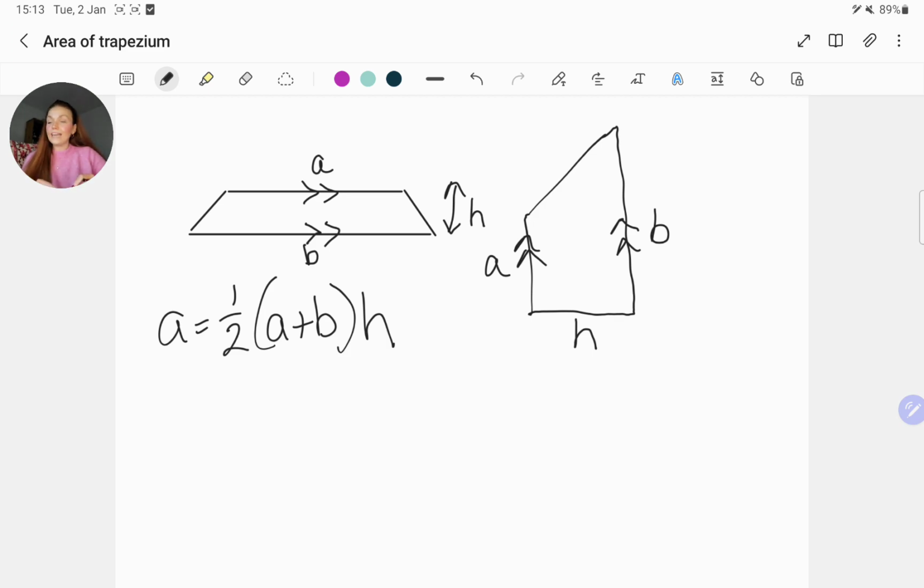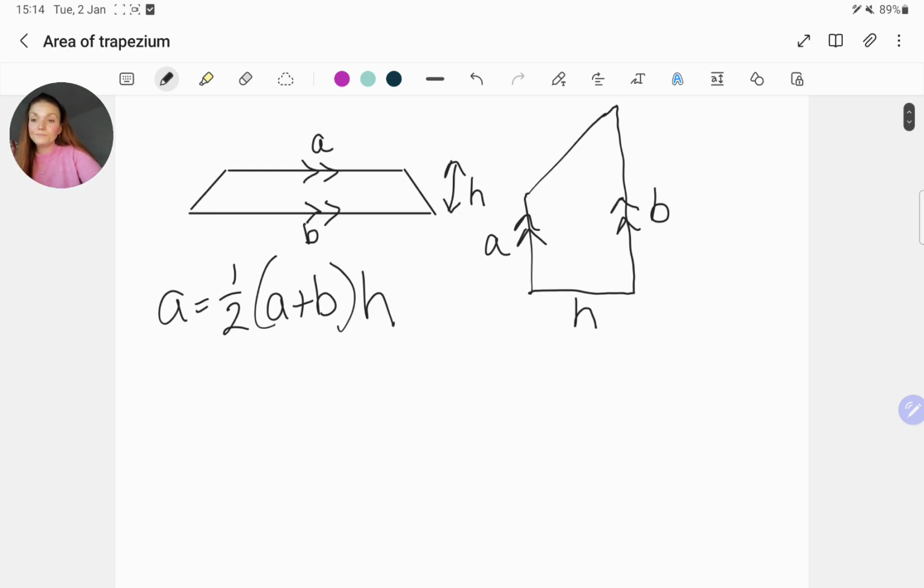So the area of a trapezium is a half of A plus B times H, where H is your perpendicular height and A and B are your two parallel sides. Just rhyme that over with yourself.